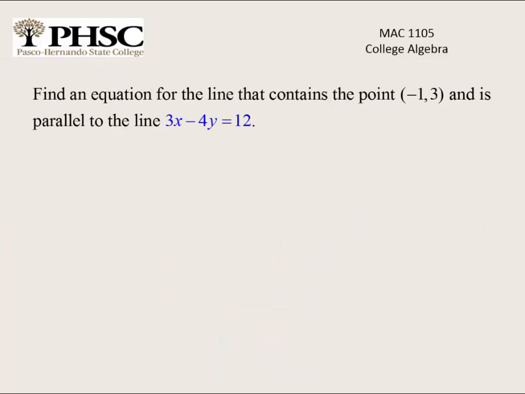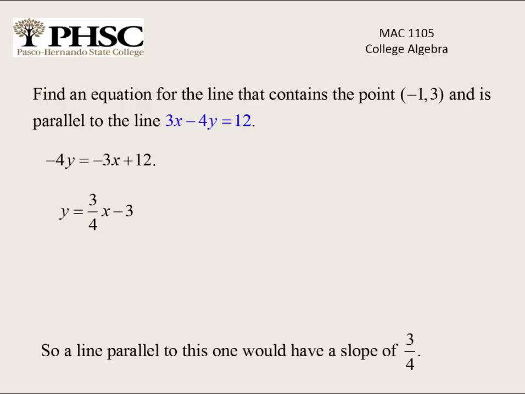So here's another thing. Find an equation for the line that contains the point negative 1, 3 and is parallel to the line 3x minus 4y equals 12. So again, in order for these two lines to be parallel, they have to have the same slope. So the first thing I have to do is find the slope. So solving for y, I get y equals 3 over 4 x minus 3. So the slope that I'm going to use is 3/4. Now, using the point-slope form, I get the following equation: y minus 3 equals 3/4 times x minus negative 1. So simplifying that, I get my equation.